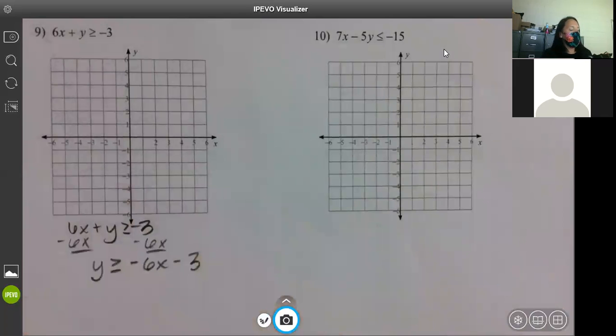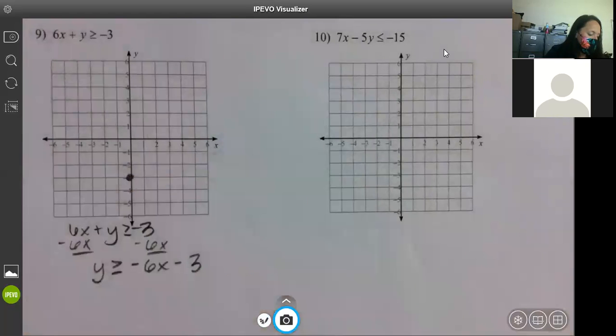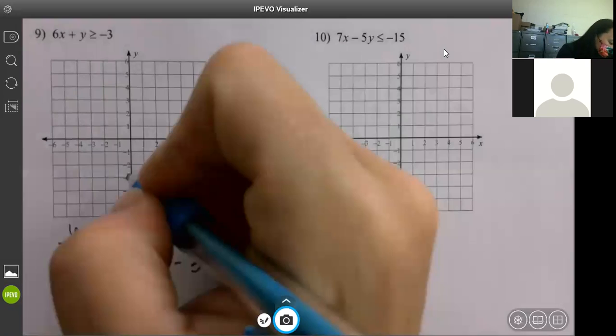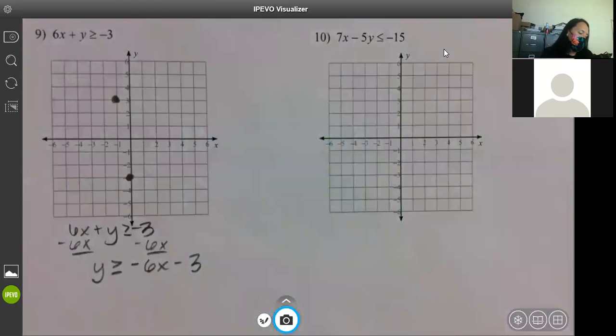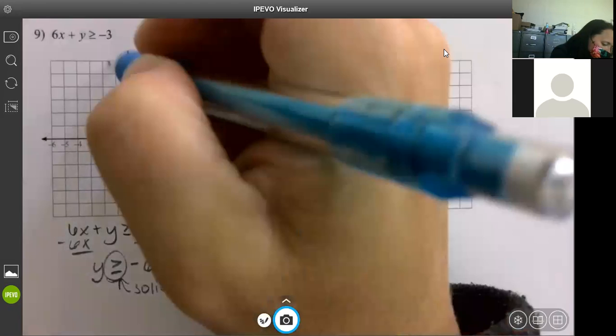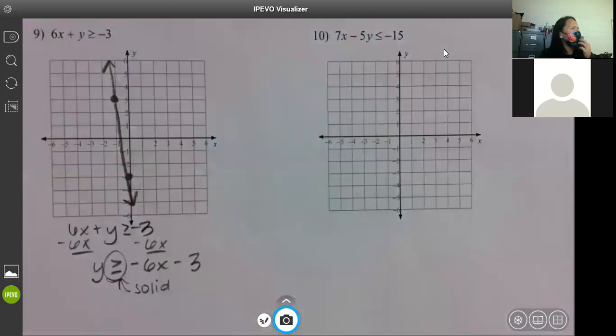Where do I start? Negative 3. How do I move? Yeah. I can't go down 6 and over 1, so I'm actually going to have to go up 6 and to the left 1. Is it solid or dashed? And then does it go through 0, 0? No, so I can still use that.